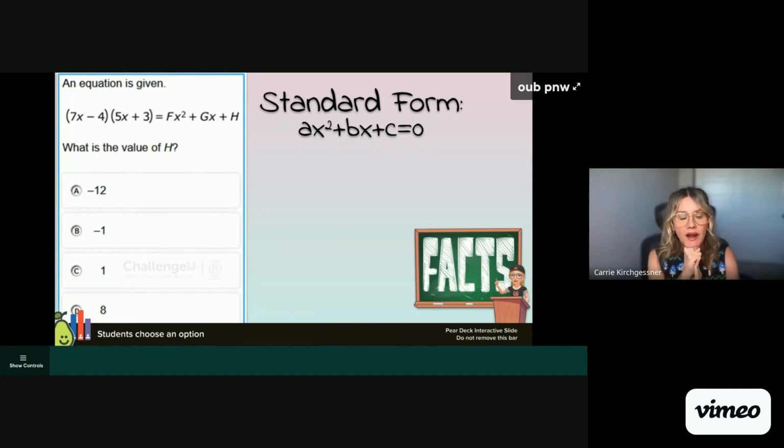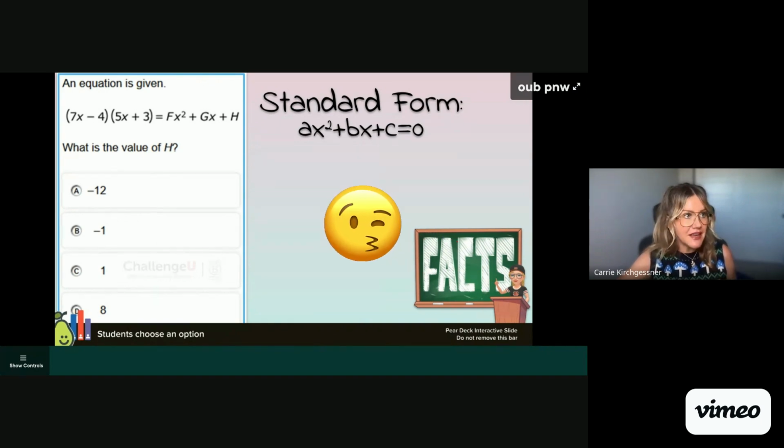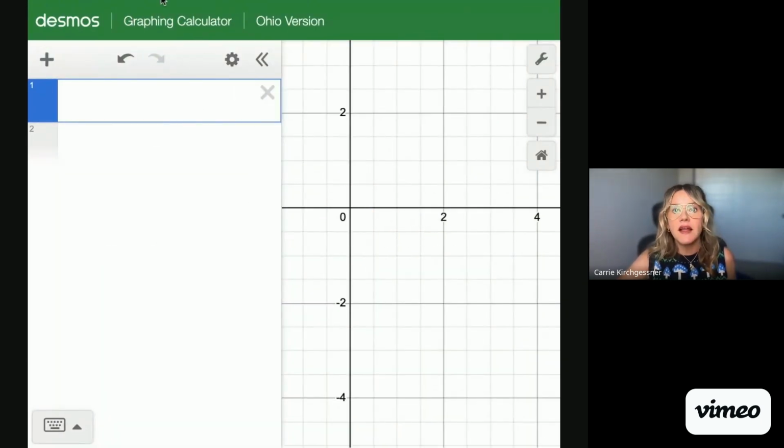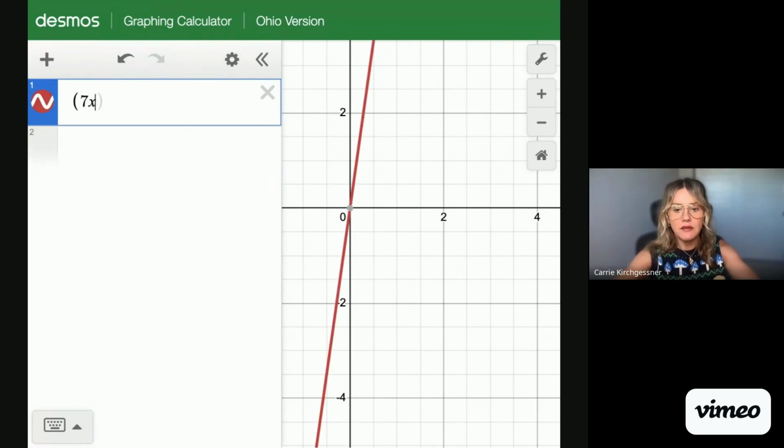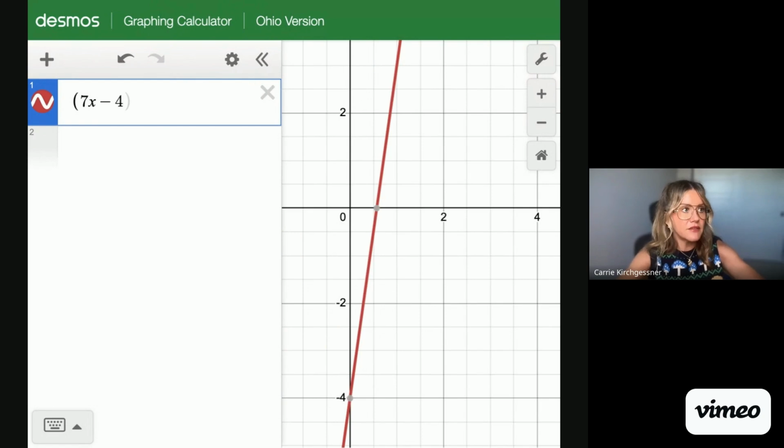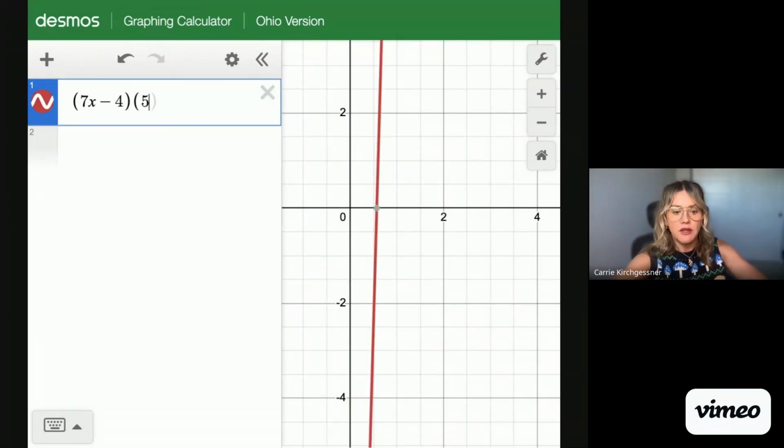So when I look at this, I can solve this algebraically, and I would love to teach you guys how to solve this algebraically. Maybe I'll keep the recording going when I dismiss you and record myself solving all of this algebraically if you're super interested, because you know how much I love algebra. But what we're going to do instead is this. We are going to type into Desmos 7x minus 4 times the quantity of 5x plus 3. So you guys do this too.